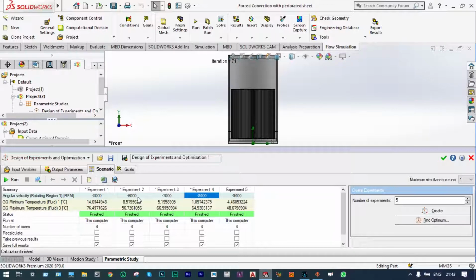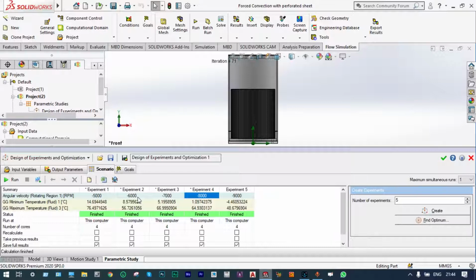Now with this data we can go for some kind of optimization. We want the minimum temperature of fluid to be a certain amount, and for that, what should be the RPM, right? Suppose we want the minimum temperature of fluid to be 10 degrees centigrade. For that, what should be the RPM, that is to be defined right now. So it is clear that for getting the temperature to be 10 degrees centigrade, we have to keep the RPM in between 5000 to 6000, right?